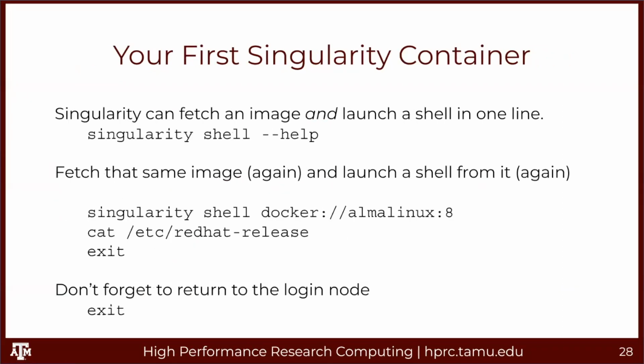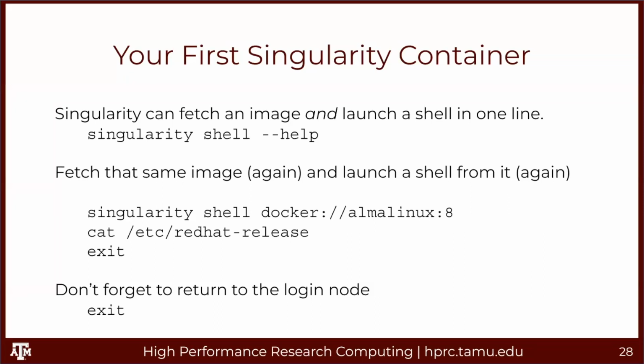Okay, so let's use Singularity to get a shell in the Alma Linux container. We previously did this with Charliecloud. Now we'll do it with Singularity. Singularity is more featureful than Charliecloud. It can do this cool trick where it fetches an image and launches a process all in one line.